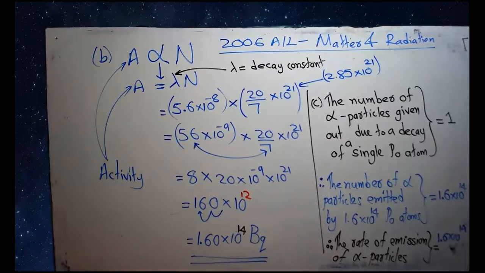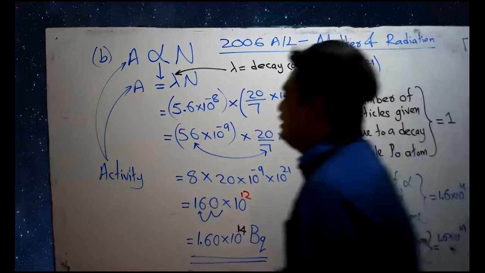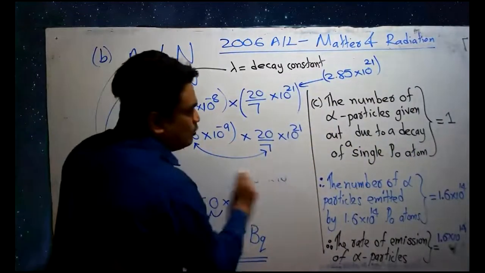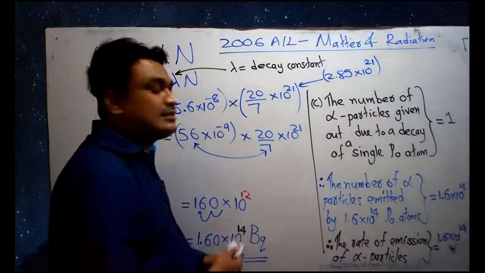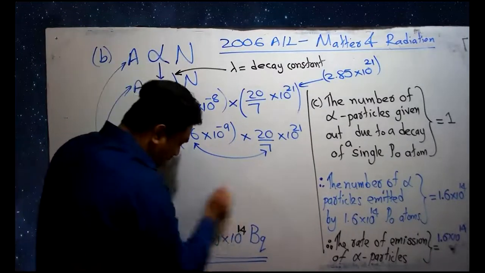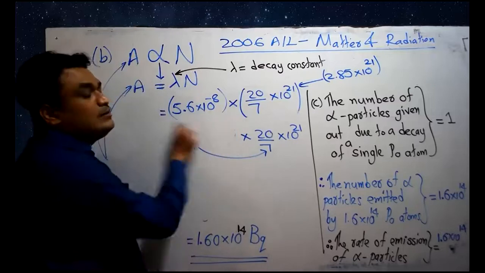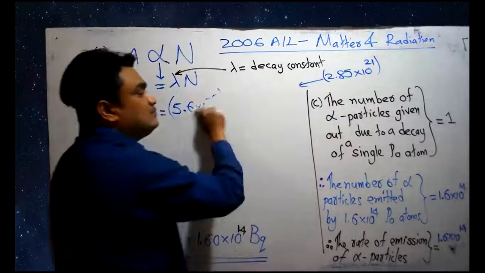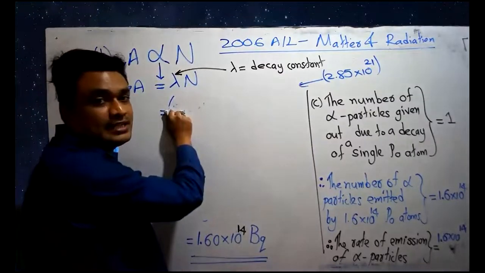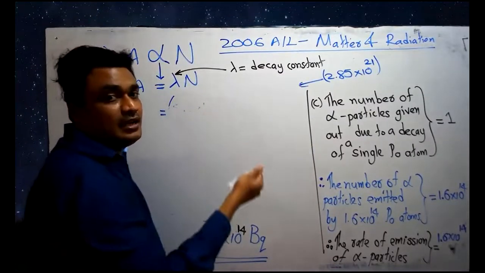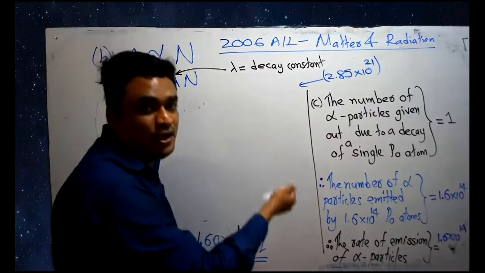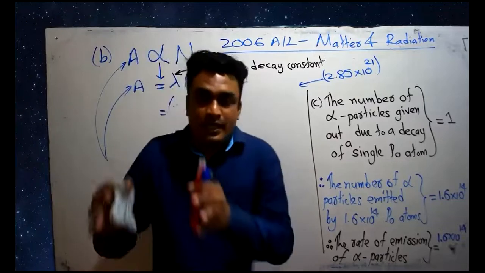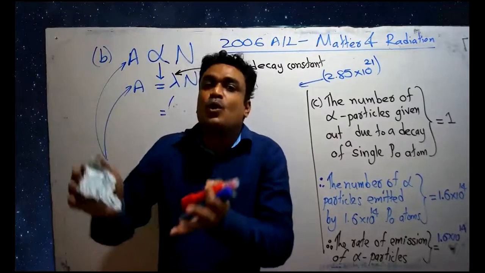What is half-life here? Let's say we have 10 polonium atoms in a sample. Half-life means the time taken to become half. If it takes 4 seconds for 10 polonium atoms to decay and reduce to 5 polonium atoms, then 4 seconds is said to be the half-life. In a sample, we have 10 polonium atoms.